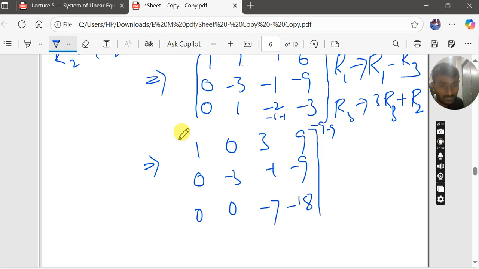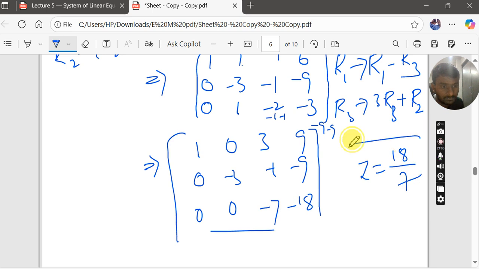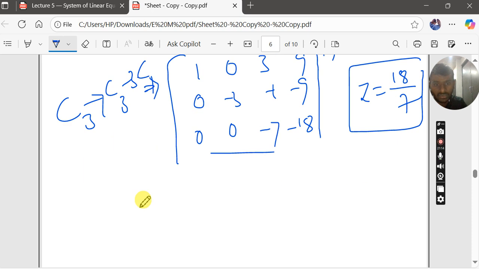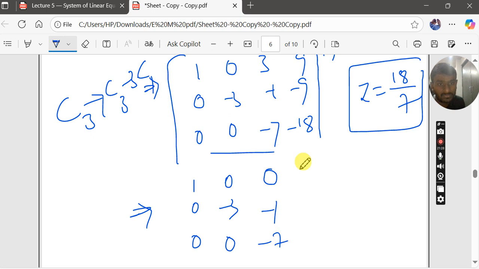Okay, so now from this row I am getting the z value as 18 by 7. Before that we can try one more step. When I apply C3 implies C3 minus 3 times C1, then what will I get? I will get the z value, the x value also, right? 1 0 0 and 0 minus 3 0, 0 minus 1 and 0, it will be the same, 9, minus 9 and minus 18.